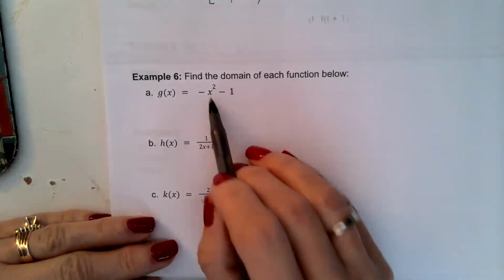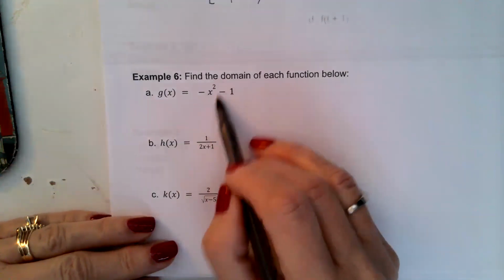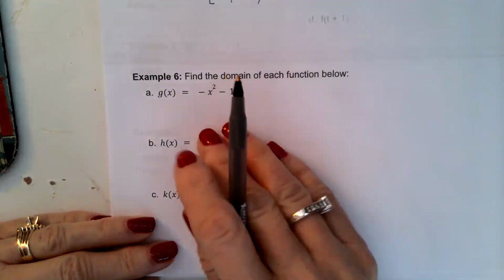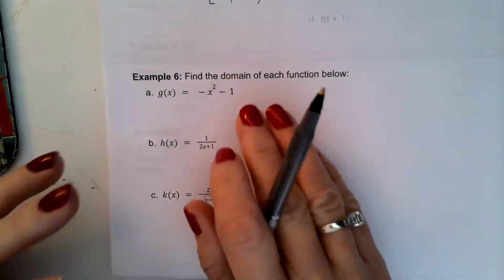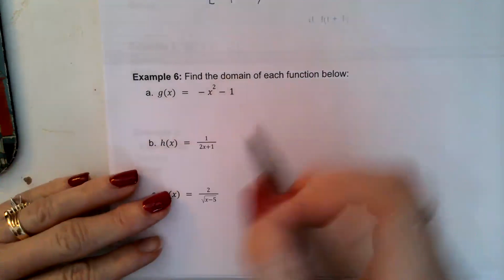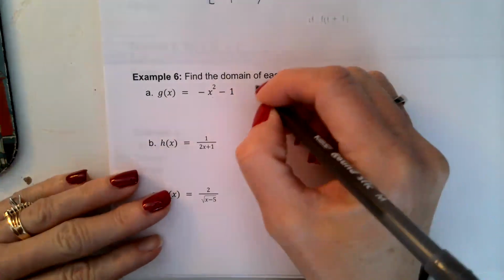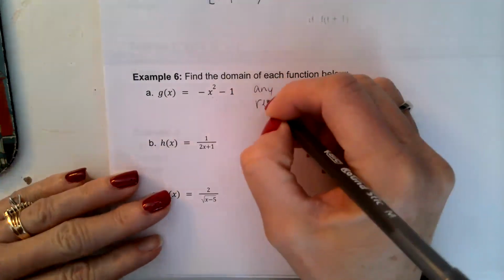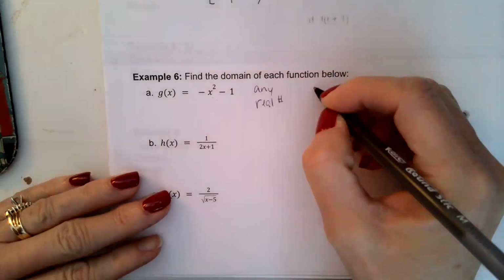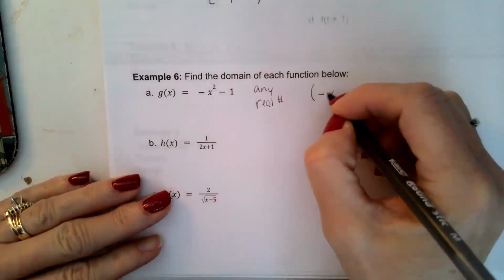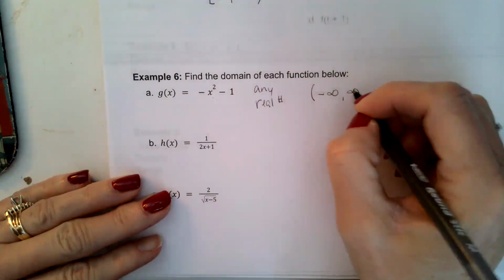So the domain, what I'm allowed to put in here is I can square any number. There's nothing that would come up illegal in math. So that means I can put any number in here. So any real number, but we're going to show that in interval form. So that's going to be a negative infinity to a positive infinity.